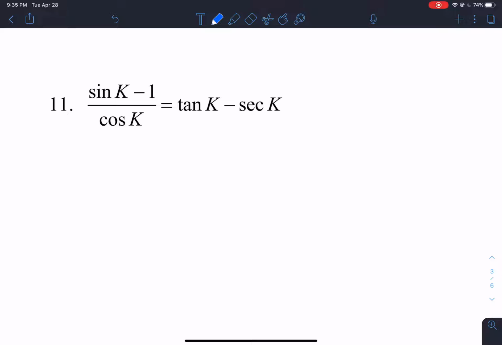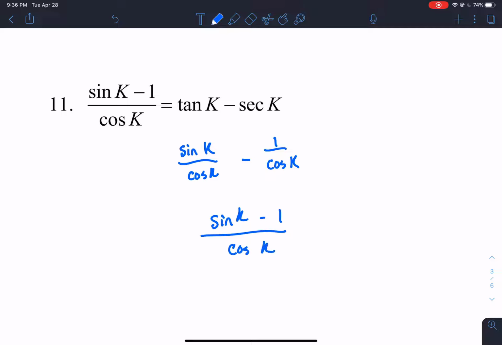Okay, so number 11, this becomes sine of k over cosine of k minus 1 over cosine of k, not x, that's k. Now if you put them together, sine of k minus 1 over cosine of k.